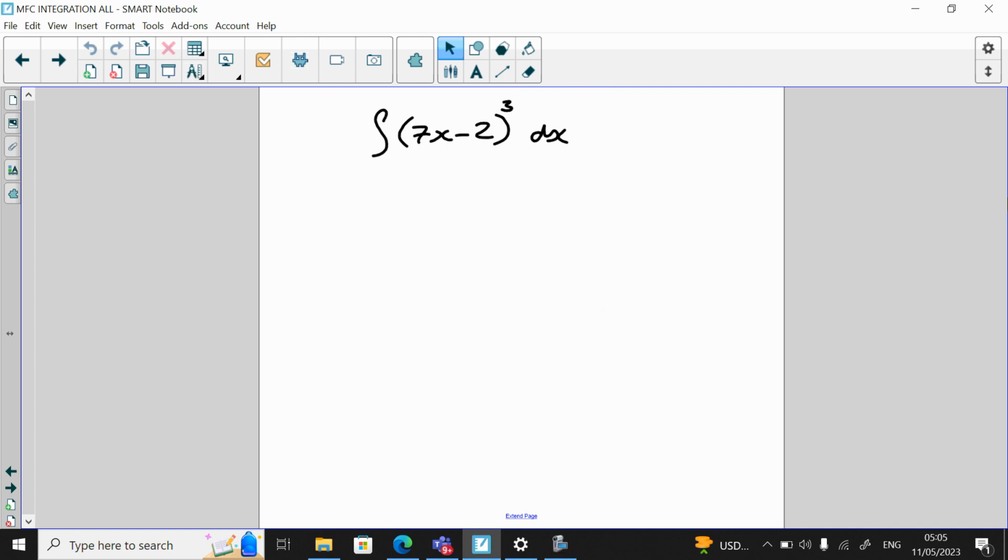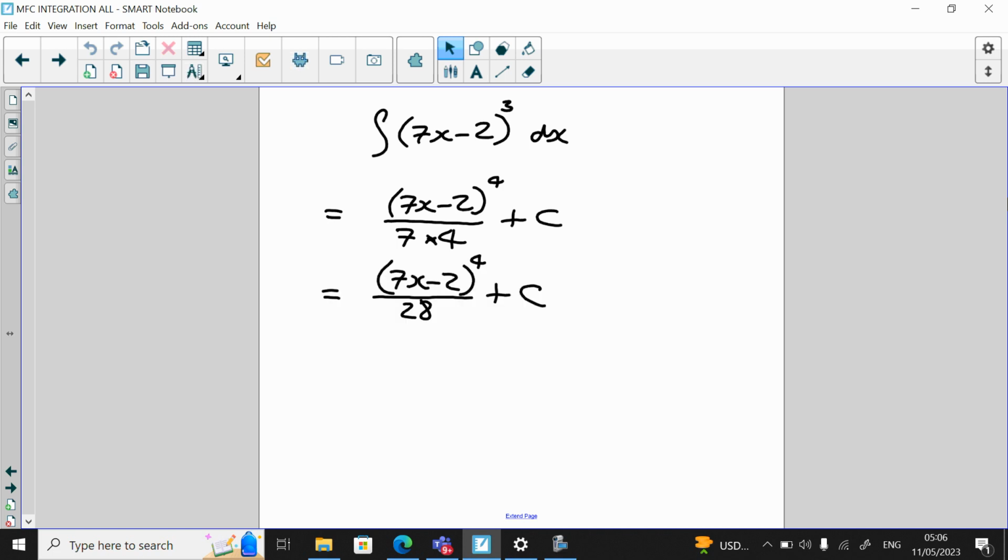Okay, an example of that. So 7x take 2, that's like your ax plus b. Increase the power by 1, the 3 goes up to a 4. Divide by the new power, but also bring down the coefficient of x, the derivative of 7x take 2, which is 7. Don't forget your plus c, but then tidy up the bottom, the 7 times 4, that's just 28. That is us done.